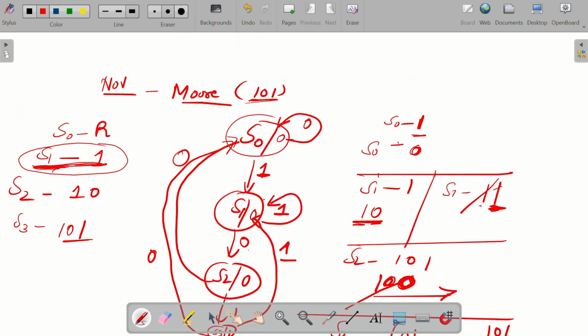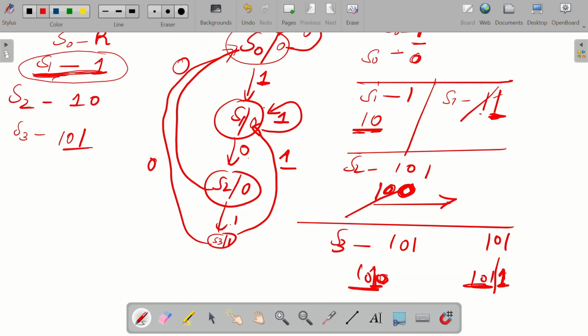So I hope this sequence detection was clear. Next, we'll discuss the Mealy type.